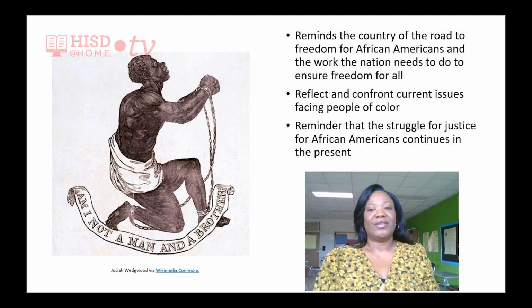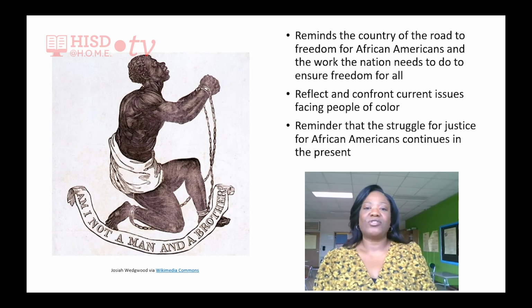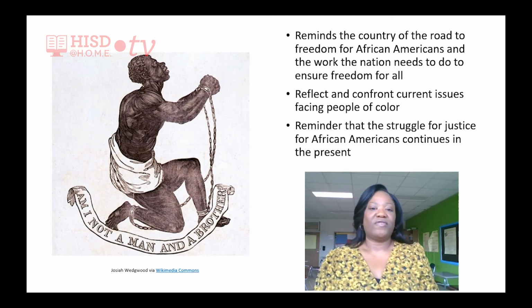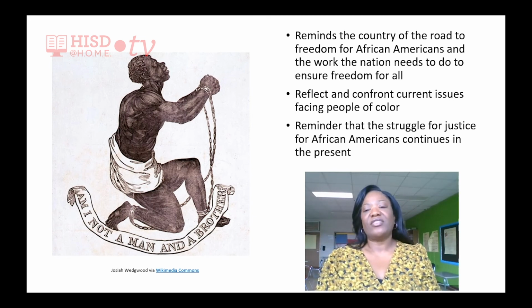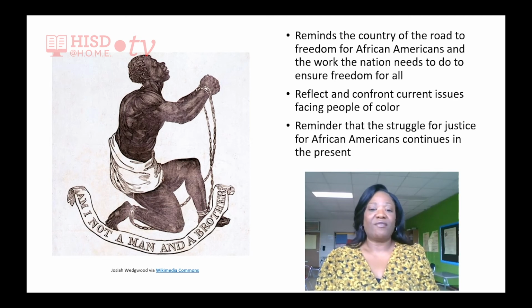This visual here reminds the country of the road to freedom for African Americans and the work the nation needs to do to ensure freedom for all. It asks us to reflect and confront current issues facing people of color, and it's a reminder that the struggle for justice for African Americans continues in the present.